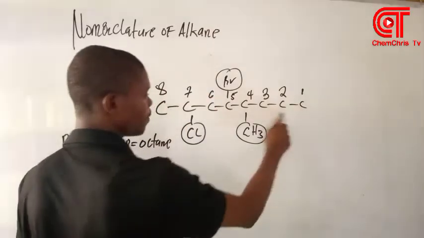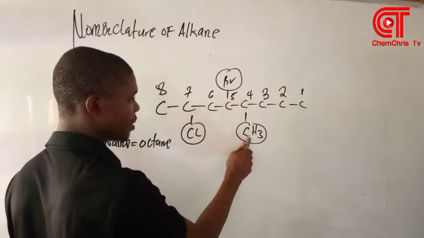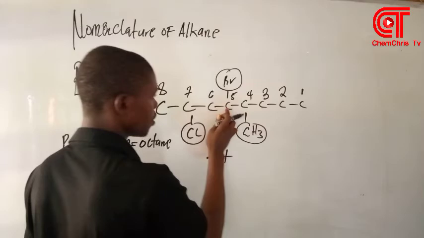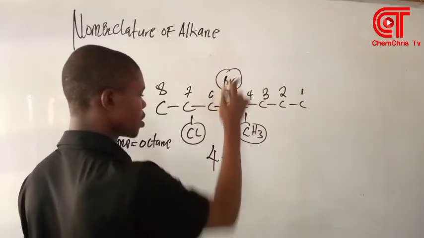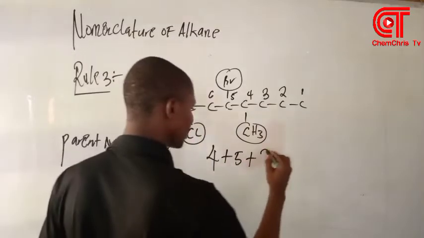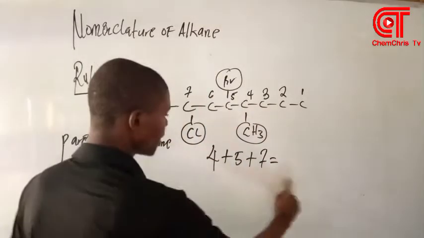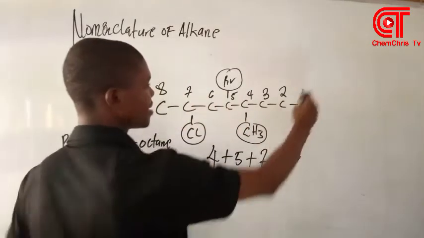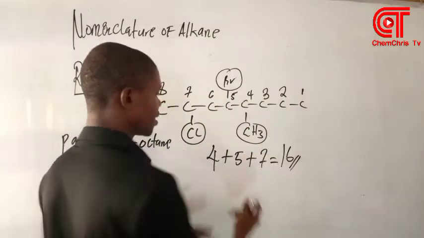So when I start from here, this carbon atom is having a methyl, which is at 4, plus carbon number 5 carries this substituent, which is 5, plus carbon number 7 carries this substituent, which is 7. So when you sum them, you get 16. So that's when I start my numbering from this point. It gives me 16.